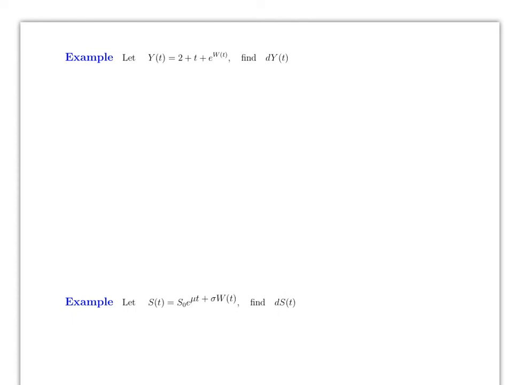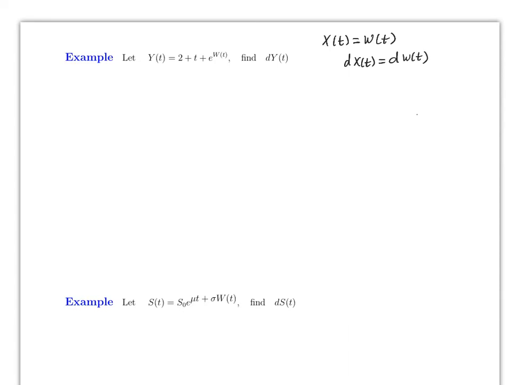Here, y of t is equal to 2 plus t e to the wt. Notice that the stochastic process again is just the Wiener process. So in our case, xt, just like the previous example, is equal to wt, which again is not always the case. So for this particular example, the xt is just the wt.